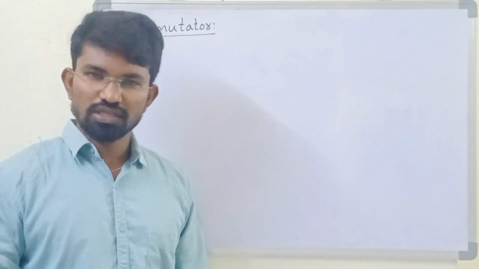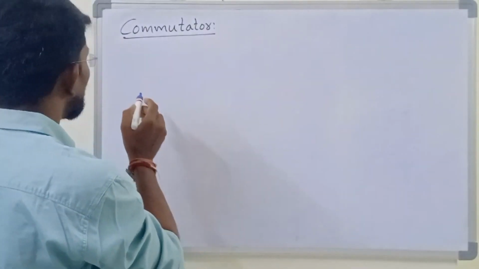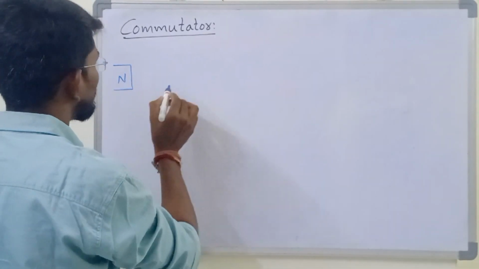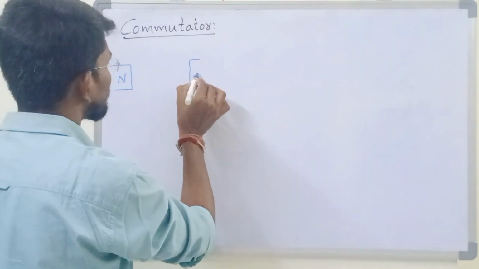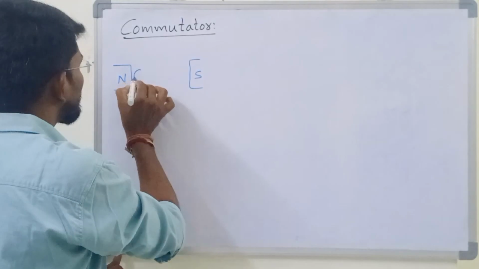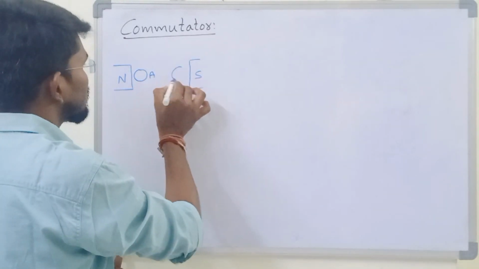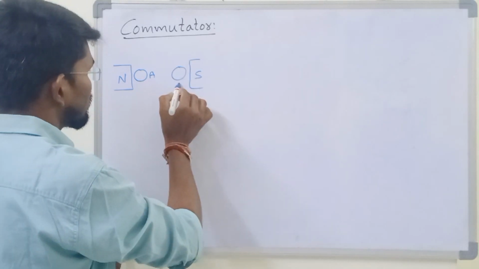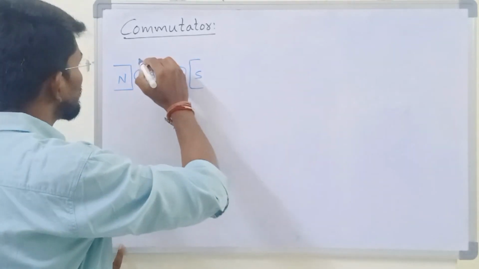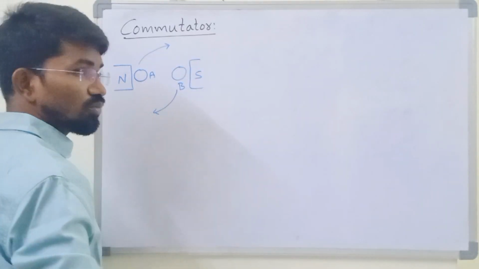To understand the commutation process, let me take a simple generator with two poles. I'm taking this as the north pole, and this as the south pole, and I'm taking two conductors. One conductor is under the north pole, let me call it A. One conductor is under the south pole, and this is B. Imagine that these two conductors are rotating in the clockwise direction with the help of a prime mover.